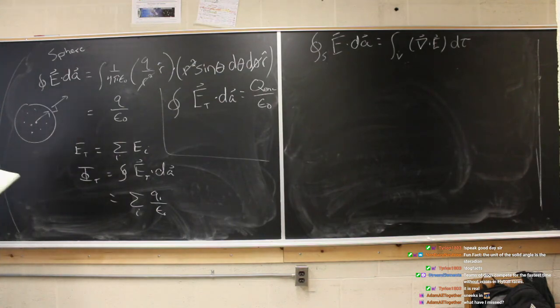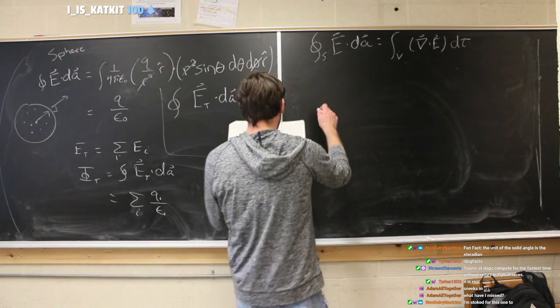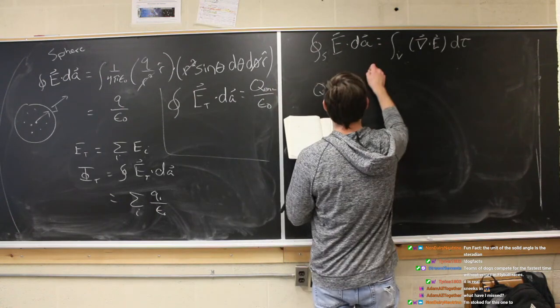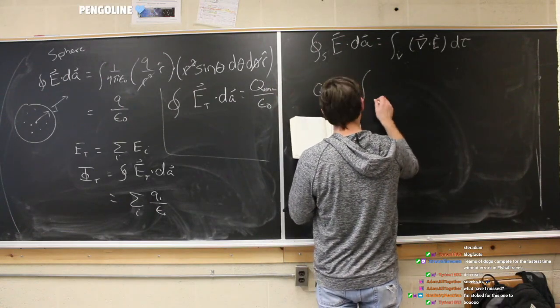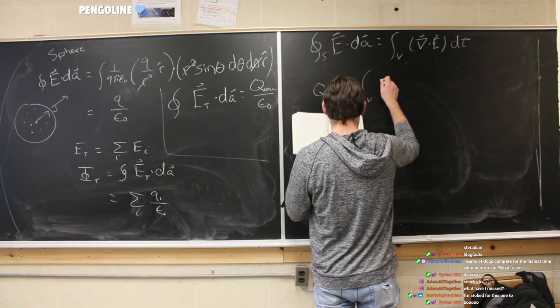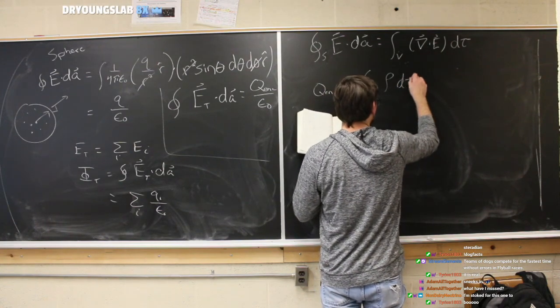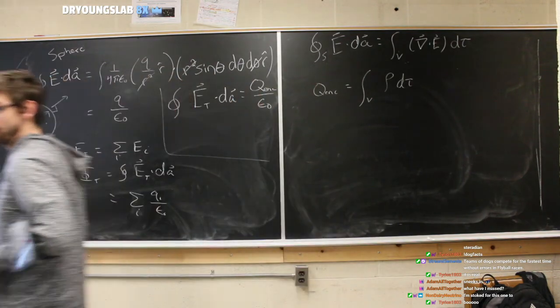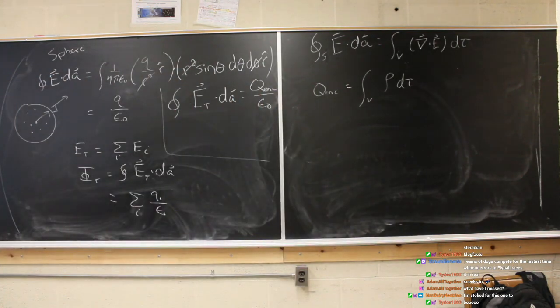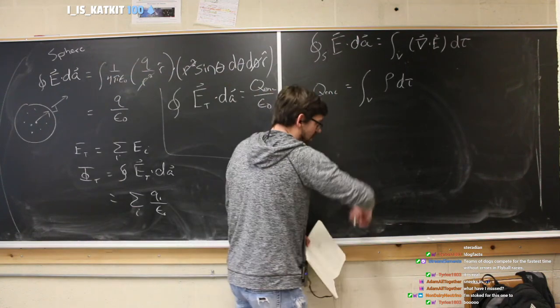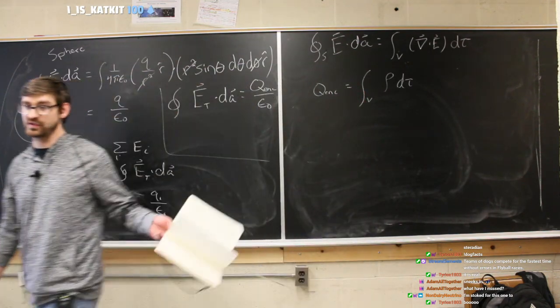Okay? And we also know that Q enclosed, from what we did earlier, is equal to the volume integral of the density times the infinitesimally small volume. We did this in the beginning, when we laid out all of the densities, right? We saw that this is true. Okay?